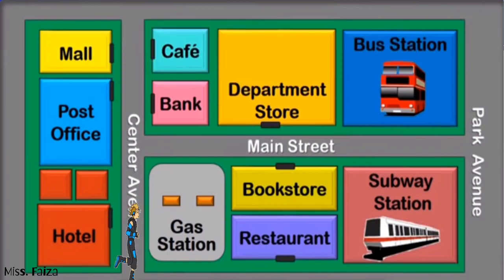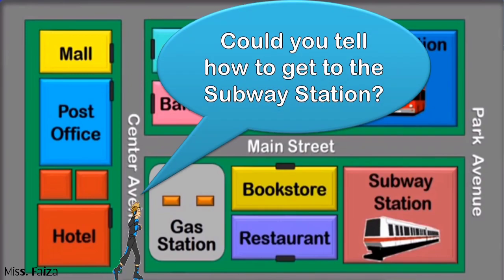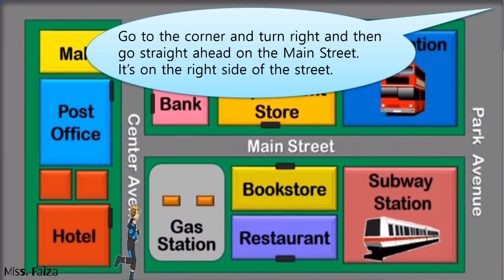It's Andy. Andy wants to go to the subway station. So he asked, Could you tell me how to get to the subway station? Go to the corner and turn right, and then go straight ahead on the main street. It's on the right side of the street.